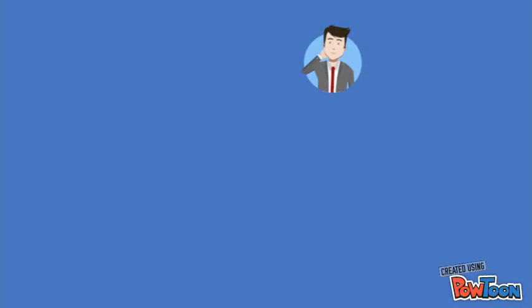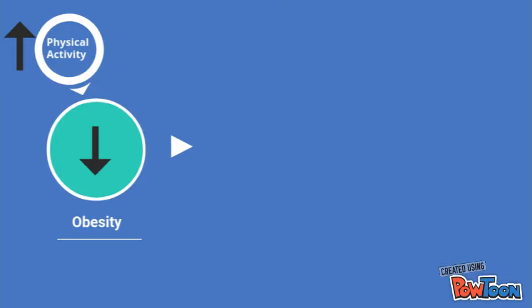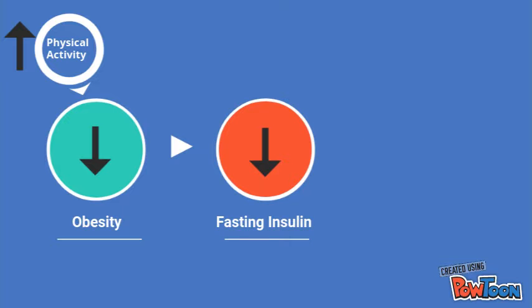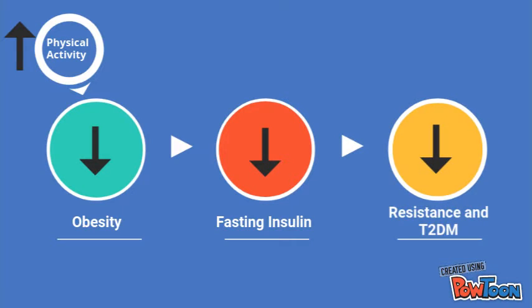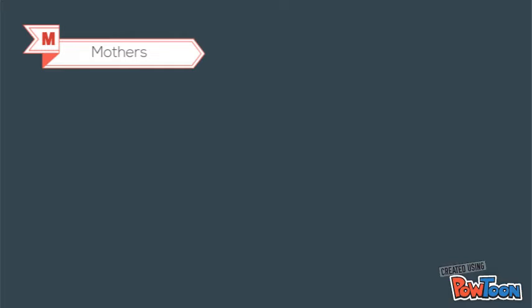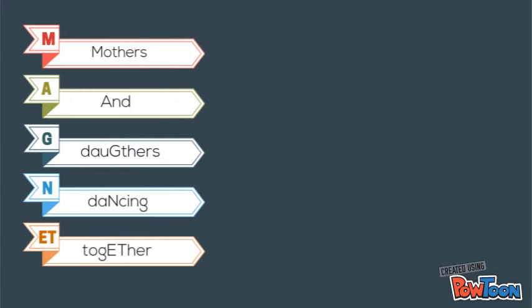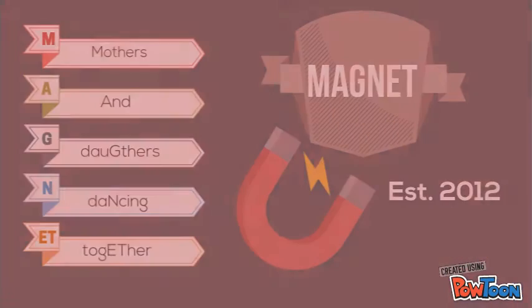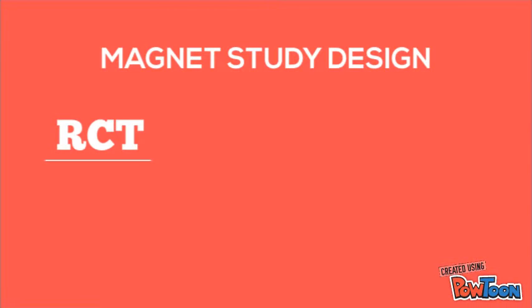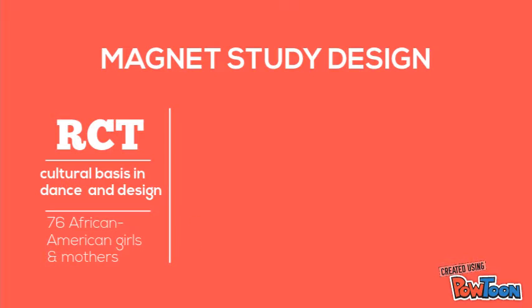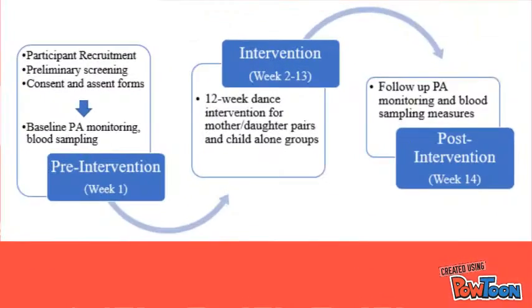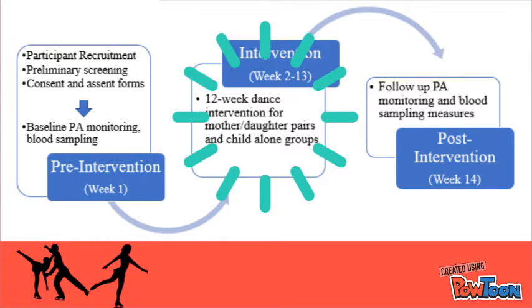My research focuses on finding strategies to reduce such risk through the pathway of physical activity increase, obesity decrease, and insulin resistance reduction. For this project, I am examining the Mothers and Daughters Dancing Together intervention, or MAGNET, introduced in 2012. MAGNET was a randomized control, culturally tailored dance program for African American girls and their mothers. 3 days a week for 12 weeks, participants attended 30-minute dance activities.